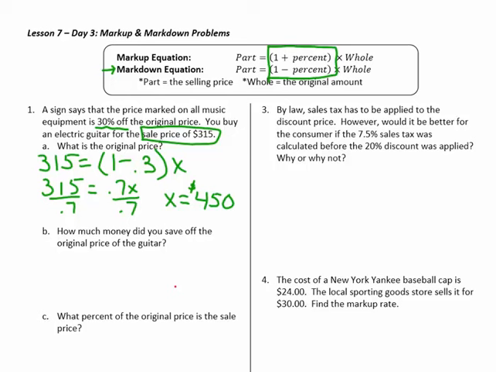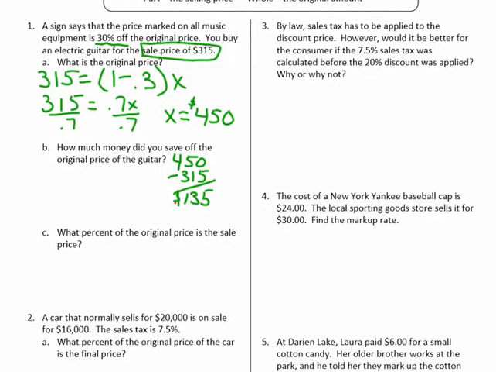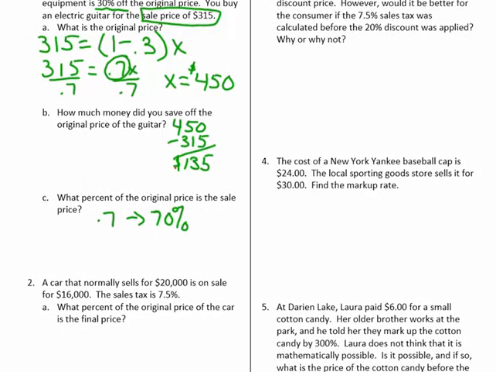How much money did you save? Well, for the amount of money I saved, now I have to do a subtraction. 450 minus 315, so I saved $135. What percent of the original price is the sale price? That we get right up here from when we did our subtraction. So it's 0.70, which is 70%. Right? I paid 70%.